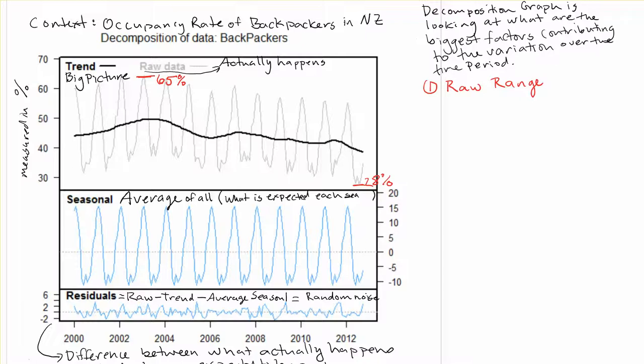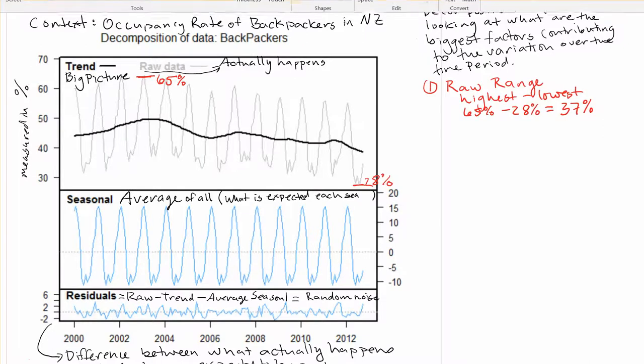So we need to calculate the range for that. So we literally take the highest minus the lowest. And we're going to get 65% minus 28%, or just 65 minus 28. And that's going to give us 37%. So we know that the biggest change for us was a 37. Okay, so that's our first thing. We need to get that raw to work with.